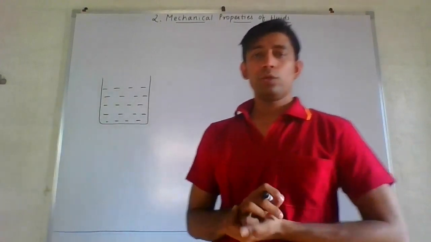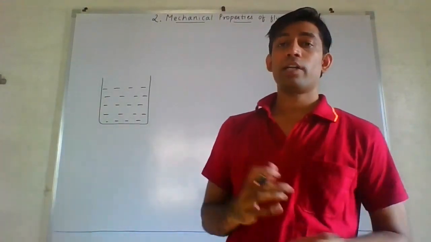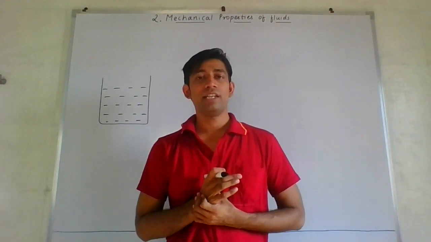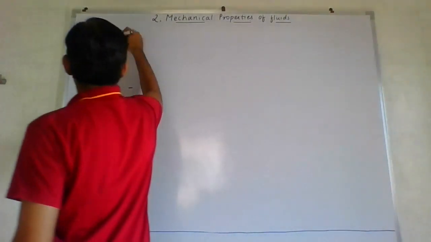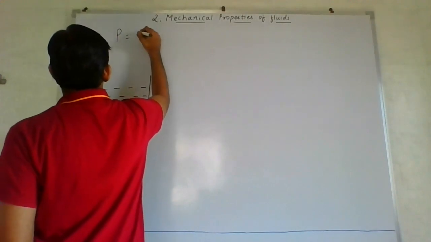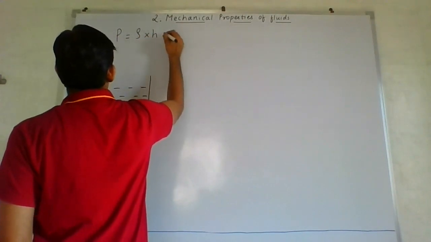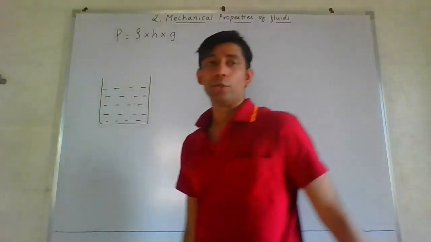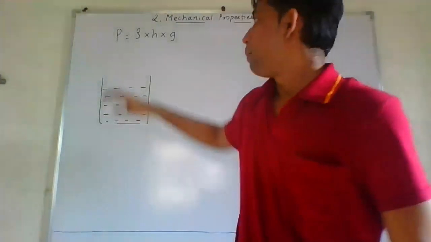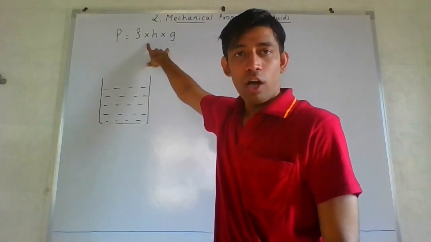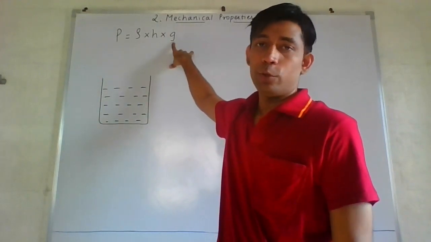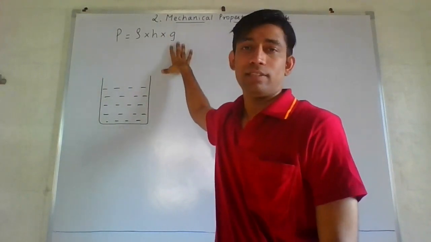Okay, so students, we are going to proceed for a small derivation regarding another formula of pressure, which is going to be pressure is equal to density into height into acceleration due to gravity. I repeat, pressure is equal to density into height of the liquid column and acceleration due to gravity. This will be our last answer.